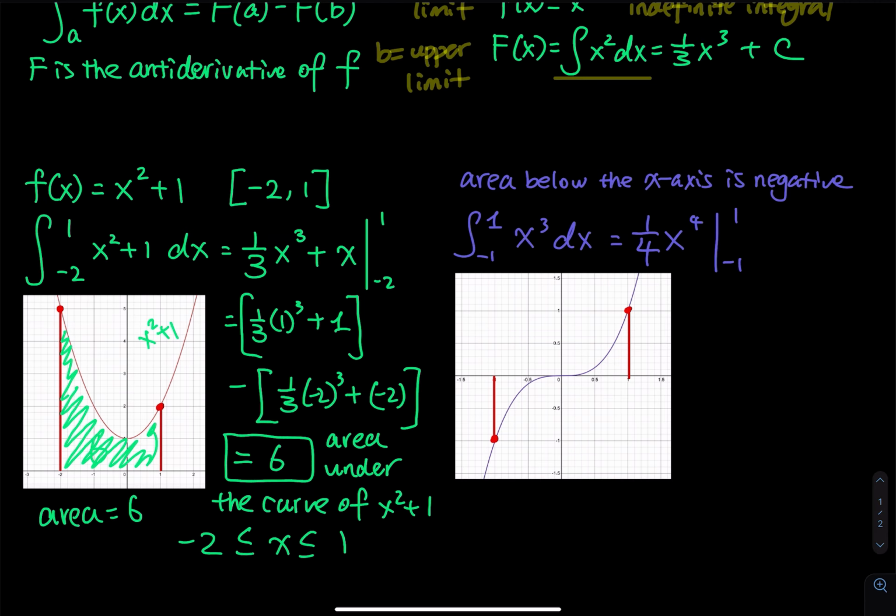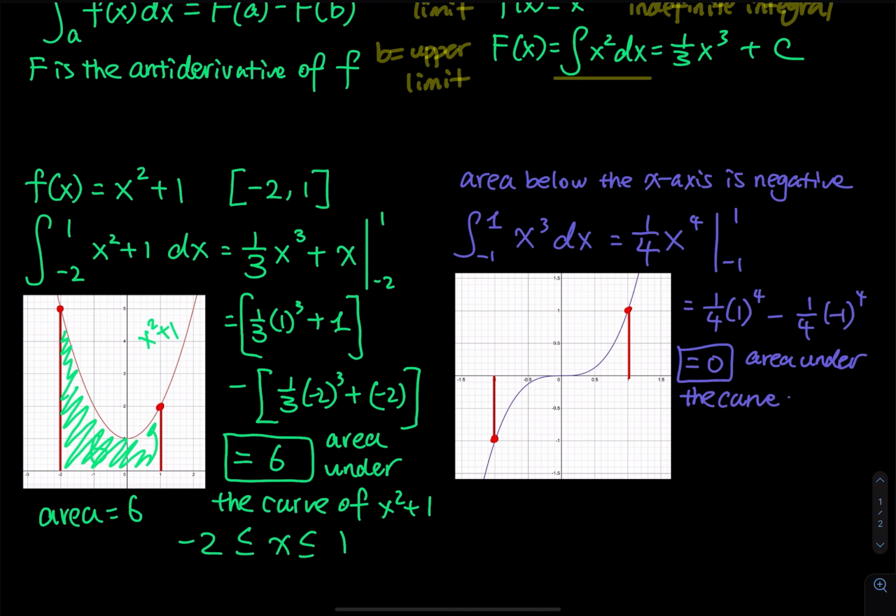Okay, let's plug in a 1. So when you plug in a 1, you have 1 over 4, 1 to the 4th power, right? Plug in a negative 1, you have a 1 over 4, negative 1 to the 4th. So that means you have a 1 over 4 minus 1 over 4. So that is equal to 0. So what does this 0 represent? This is the area under the curve of x to the third from negative 1 to 1. So that means this area plus this area is equal to 0.